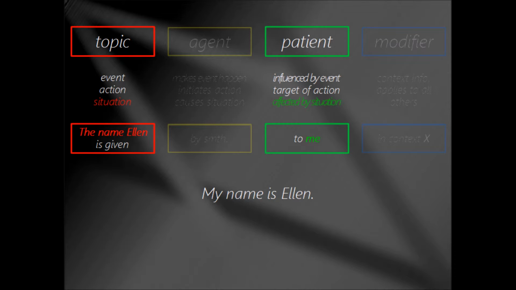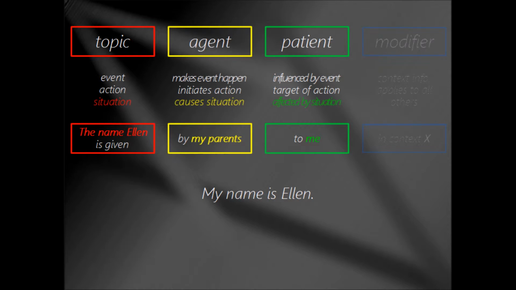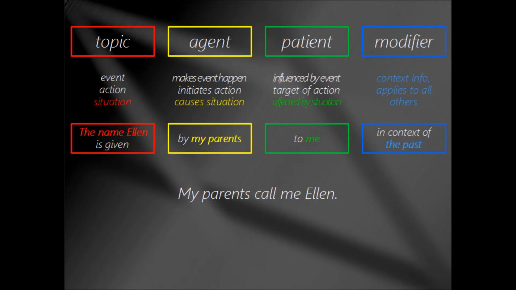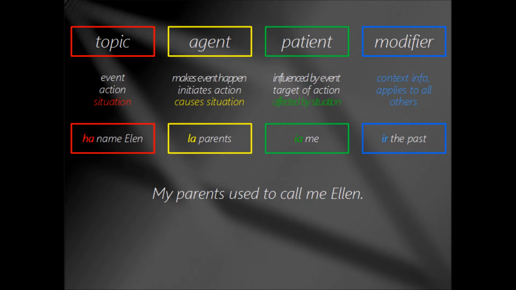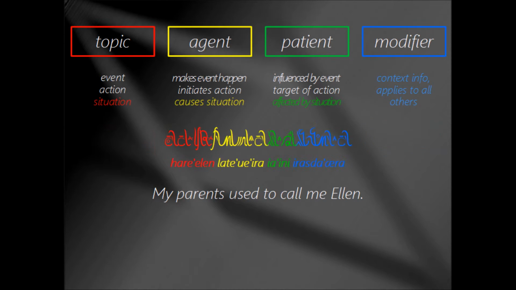If we add an agent, my parents, for example, we get the sentence, "My parents call me Ellen." And if we added the past as a context, the sentence switches to the past tense. My parents called me Ellen, or also my parents used to call me Ellen. Now each word type has its own unique prefix to identify the word within the sentence. So in this sentence, ha, the name Ellen, la, parents, ya, me, ir, the past. In Ælis, hare Ellen la te weira ya aini irasta aira. My parents used to call me Ellen.